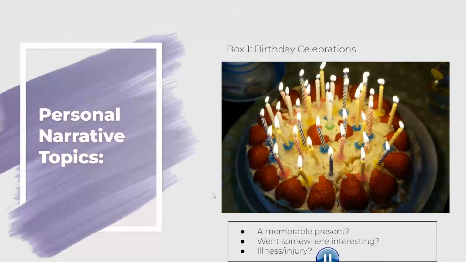Let's look at some potential personal narrative topics and the way we are trying to zoom in. So these are just some general ones. There are way more, but one you could pick would be a birthday celebration. Think about during that birthday celebration, maybe you had a memorable present that stuck with you and you remember how excited you were and how you showed that off to friends. Maybe you went somewhere interesting and had a party or just got to visit somewhere neat. Or maybe you're like me and you've had some birthday celebrations where you unfortunately were ill right on the day you were going to have a celebration.